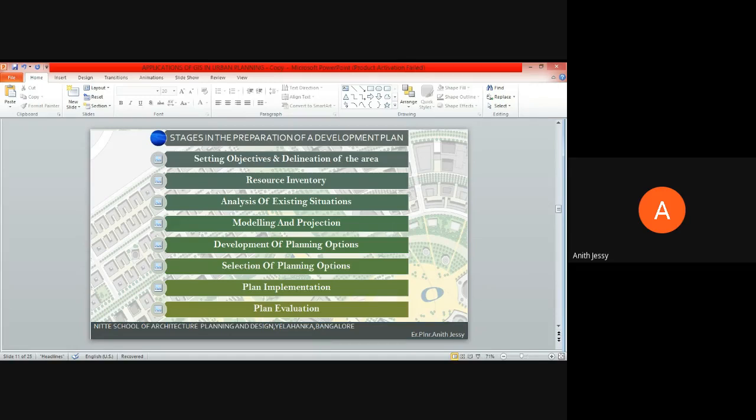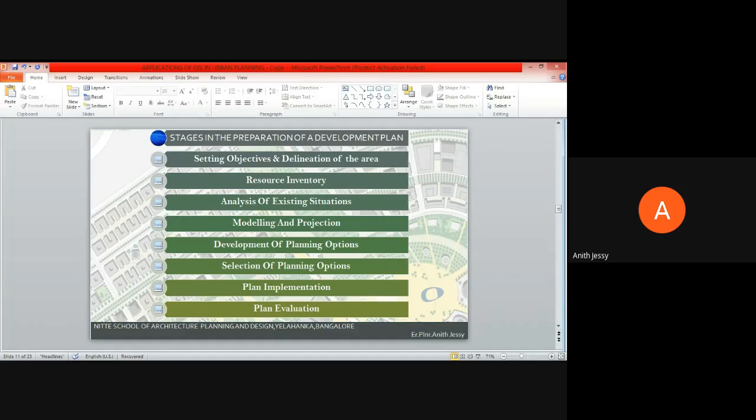Once that is all done, according to the setup of aims and objectives, we make the projection and the modeling. We do projection for demography and economy, because any development plan that we prepare is not for the present, or for 5 years or 1 year. It is going to be a long-lasting plan for the next 20 years. So it is very important that we do projection, and whatever development or proposal we give should focus on the future aspect as well.